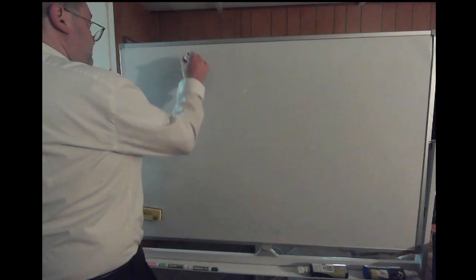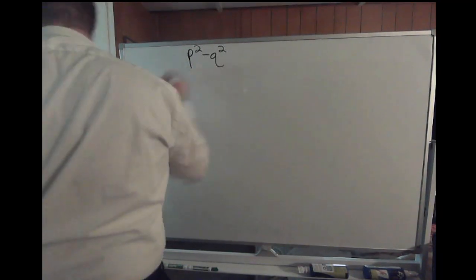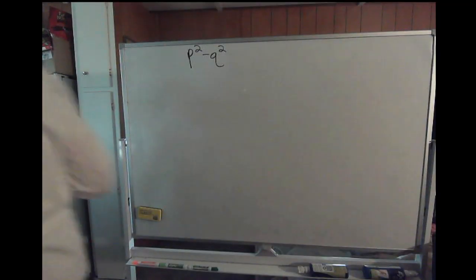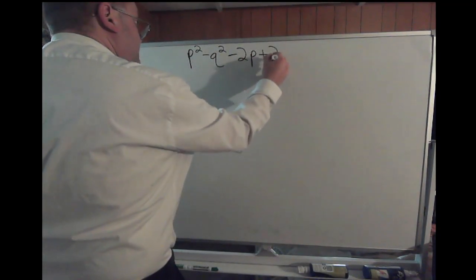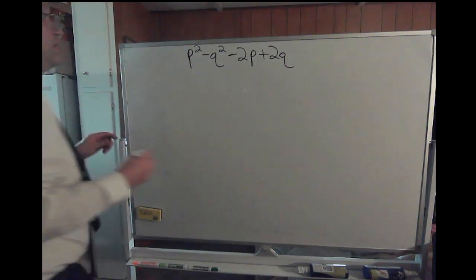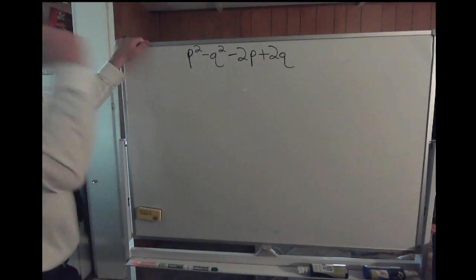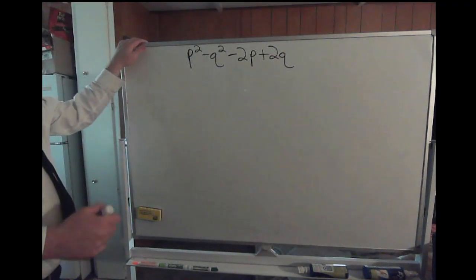Alright. We got 5 more, so we got p squared minus q squared minus 2p plus 2q. Alright, so we got p squared minus q squared minus 2p plus 2q.